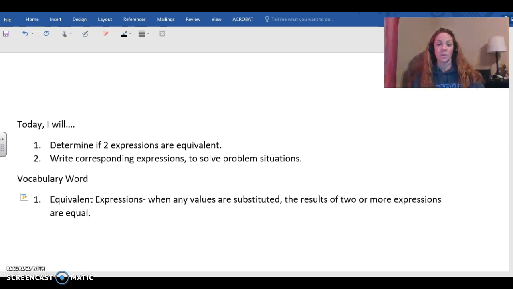Your one vocabulary word for this video is equivalent expressions. When any values are substituted, the results of two or more expressions are equal. So equivalent expressions is when any values are substituted, the results of two or more expressions are equal.